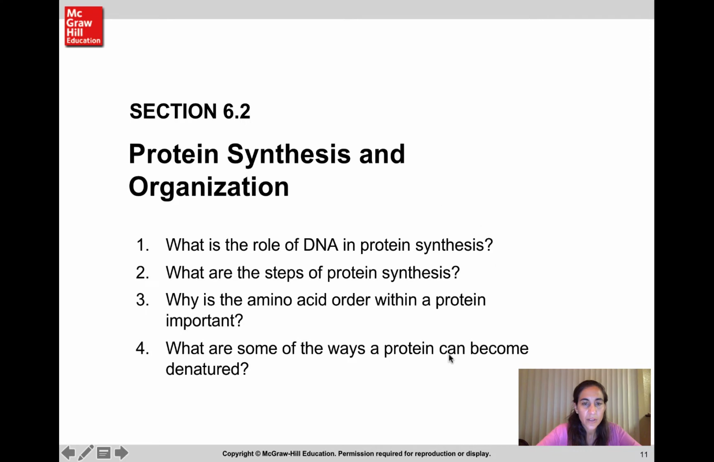So you can go over these questions regarding the DNA, the role of DNA in the process of protein synthesis, the steps, the amino acid order and how that affects a protein and its function, and the denaturing of protein. You can go over these questions to test and review your understanding of this material.